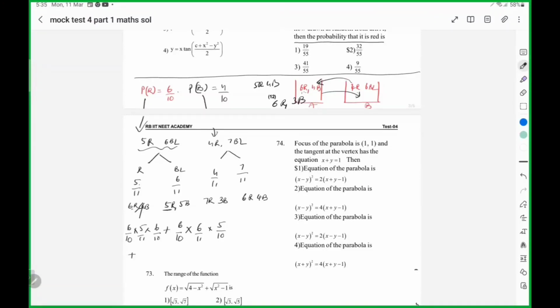Let us come to the second case. If we transfer a black ball, 4 by 10, again selecting a red 4 by 11, again finally we require a red ball, or selecting a black ball from bag B, again finally we require a red. So this is the procedure. After simplification you get this.